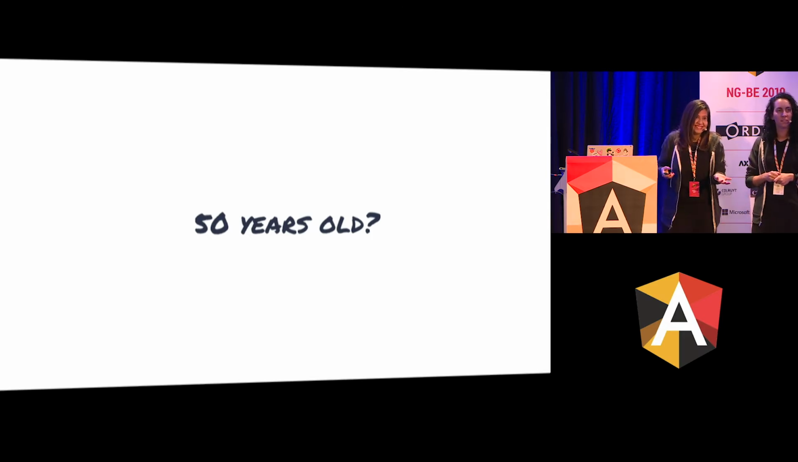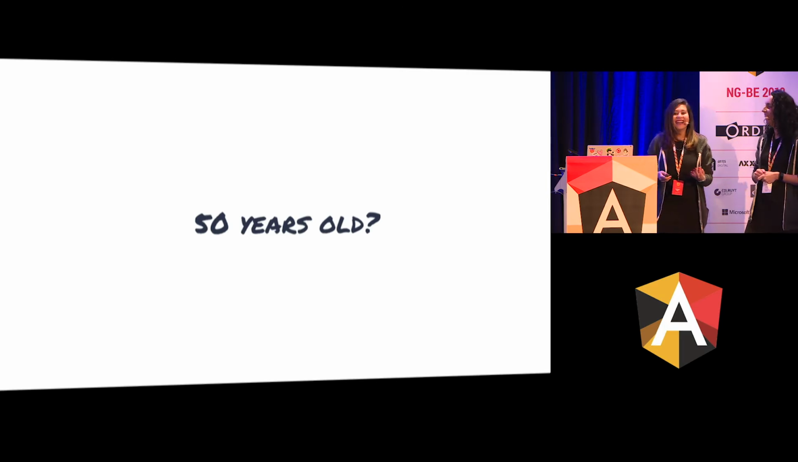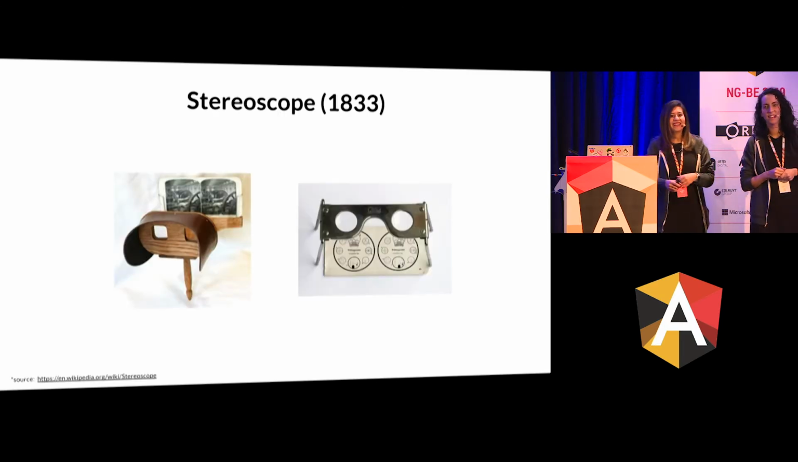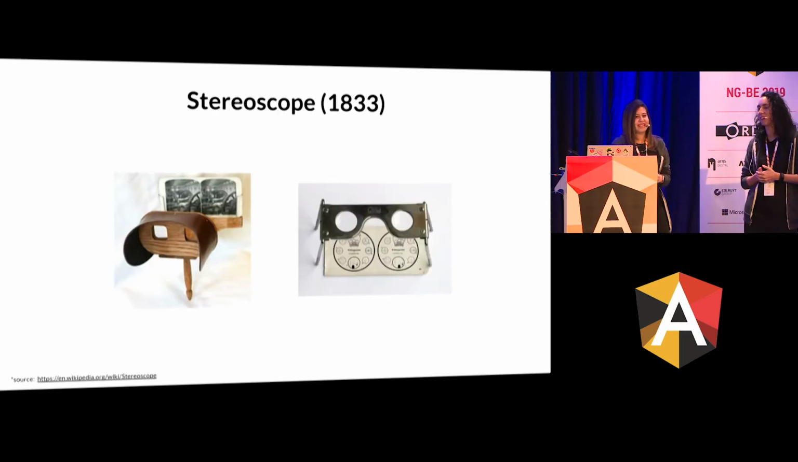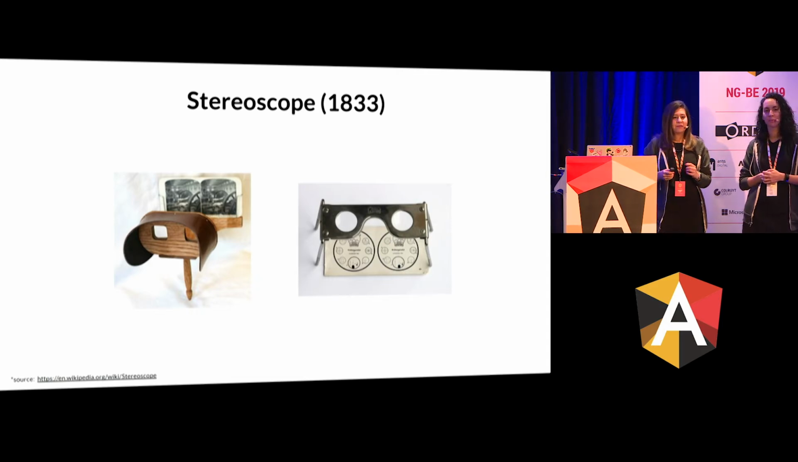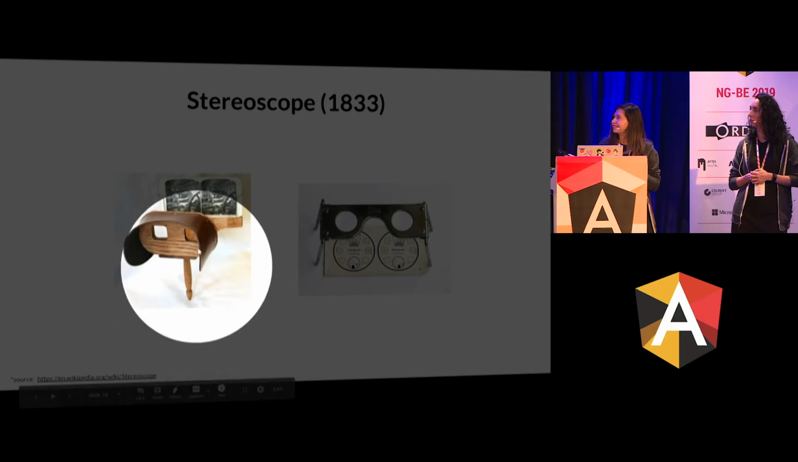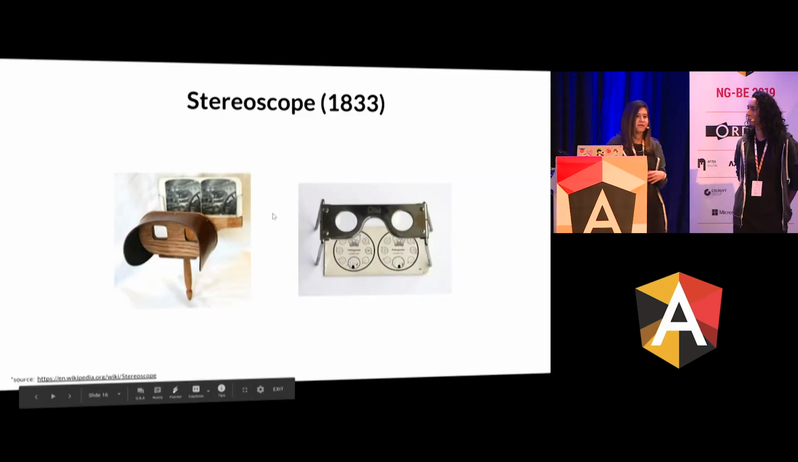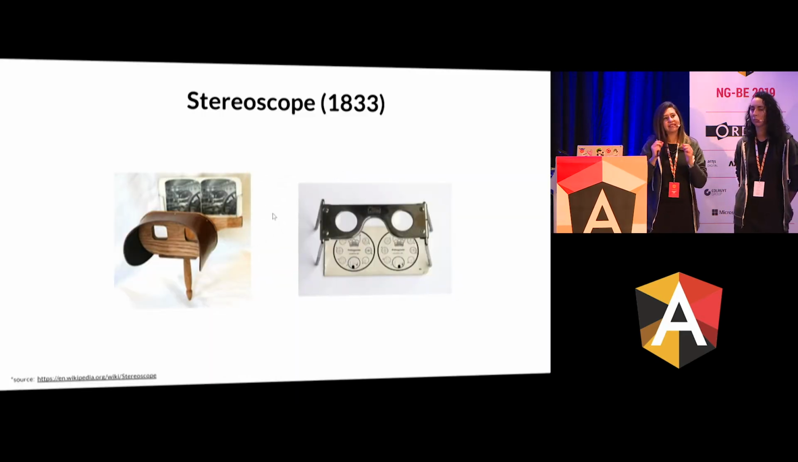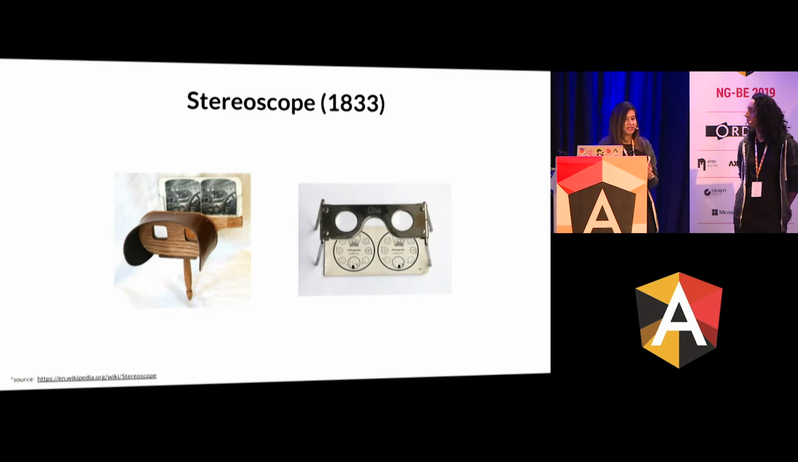50-year-old technology? I mean, actually, it's way older. It all goes back to 1833, when Sir Charles Wheatstone realized, exactly as Anna explained, that our brain can perceive two slightly offset pictures as one object. And then by putting glasses on, not so far from what we have today, it can create a 3D image with that stereoscope. So it's pretty old, actually.